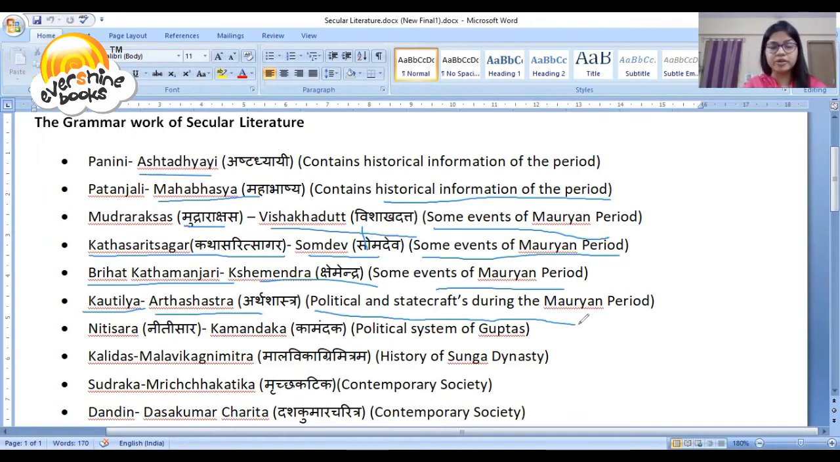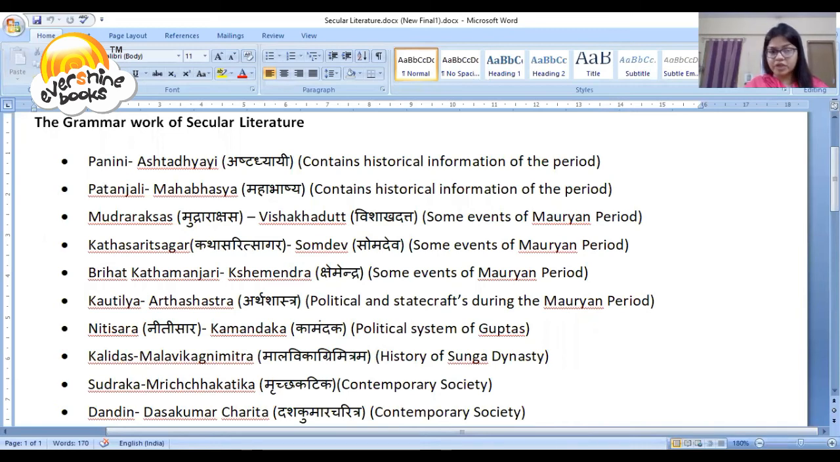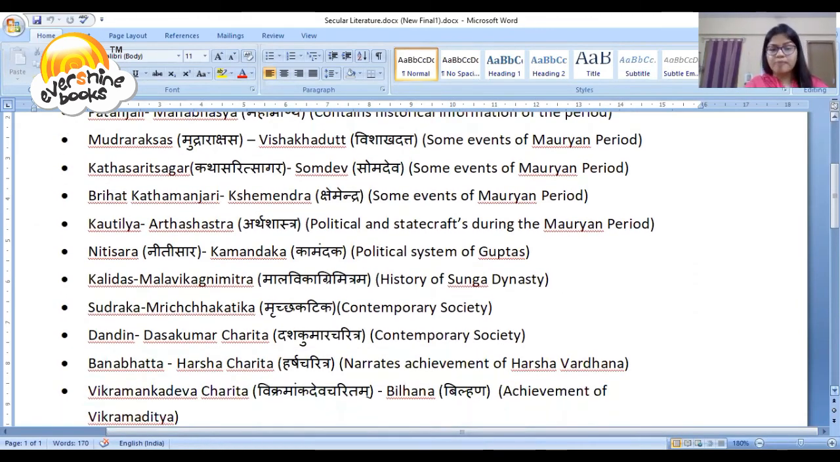This is very important. Nitisara, which is written by Kamandaka, explains the political system of the Guptas. As you can see on my screen, there are some other works which explain secular literature. Malavikagnimitram, which is written by Kalidas, explains the history of the Sunga dynasty.